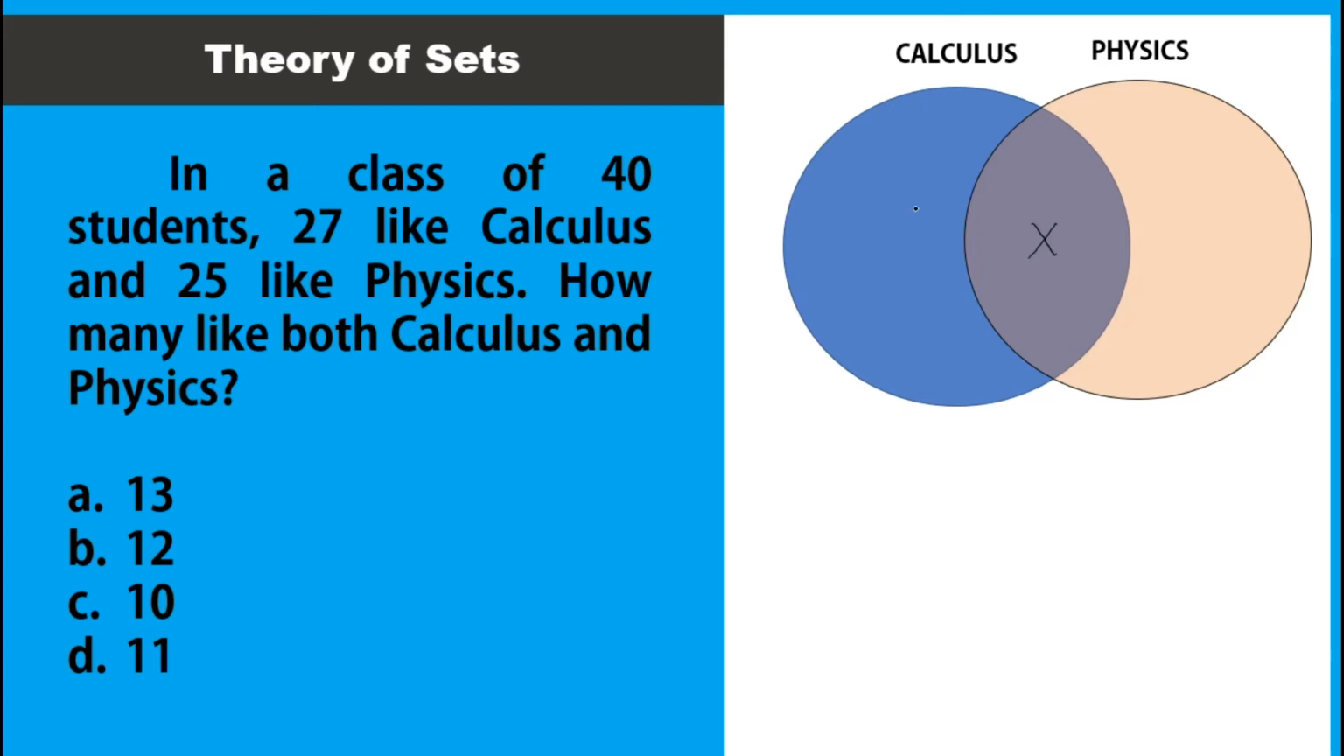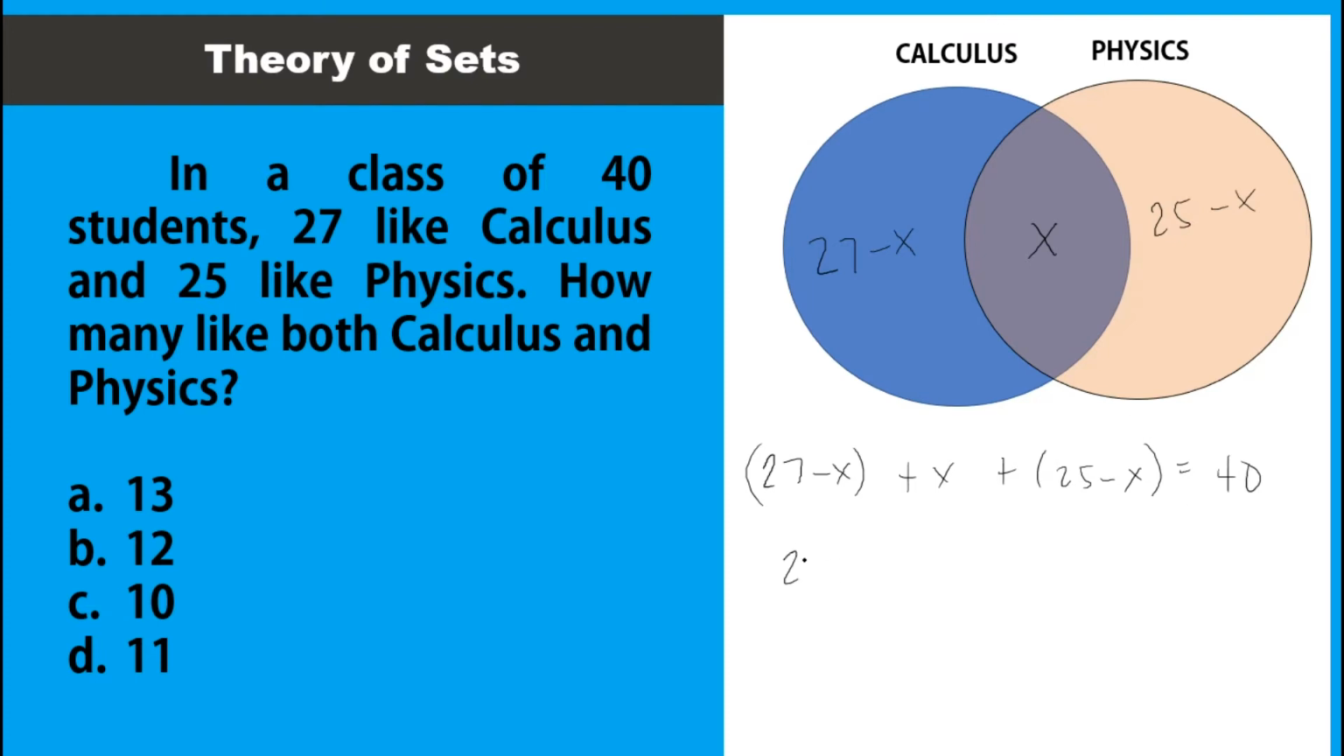This circle should have a sum of 27 students. So this remaining part is 27 minus x. And this remaining part here is 25 minus x. And the sum of these three should be 40. So we have 27 minus x, plus x, plus 25 minus x, equal to 40 students.